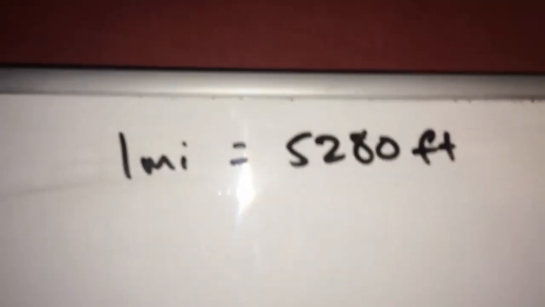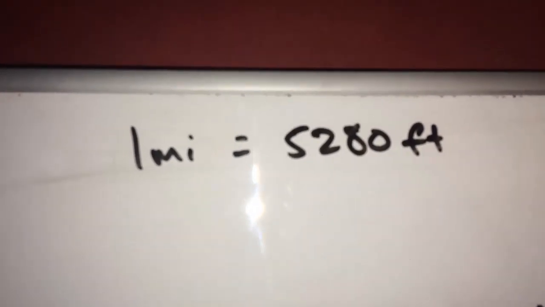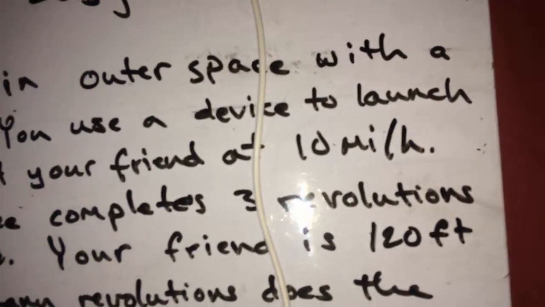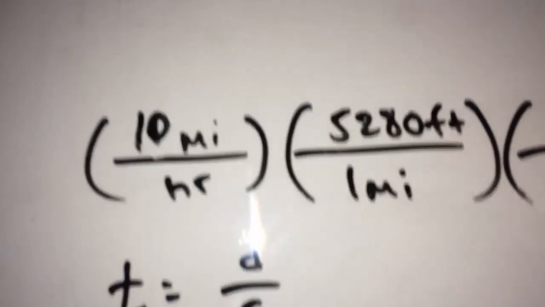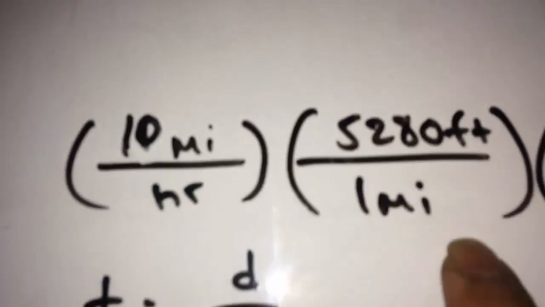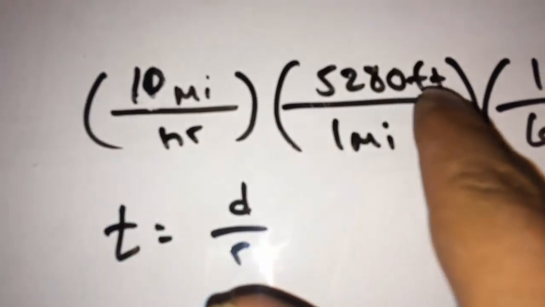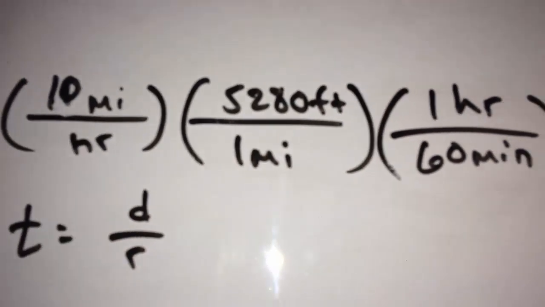I use the conversion factor 1 mile is equal to 5,280 feet. We need to convert 10 miles per hour into feet per second. We have 10 miles per hour. We have 1 mile is equal to 5,280 feet, so that cancels miles and gives us feet. Now we need to cancel hours and have seconds left over.